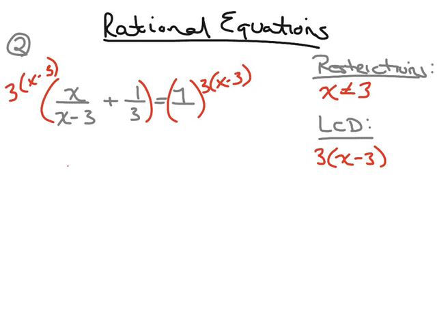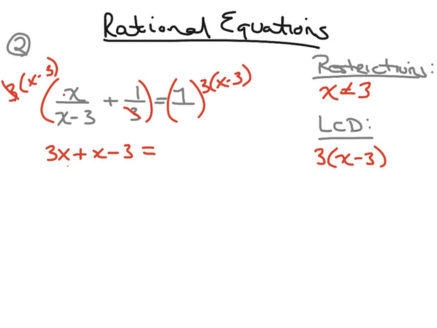Alright, so if we take a look at the first term here, x over x minus 3, the x minus 3's are going to cancel. So all I'm multiplying is the 3 with the x, and 3 times x would give me a 3x. If I move on to the next term, it's the 3's that are going to cancel out this time. So what I'm multiplying is 1 times the x minus 3, and I simply get an x minus 3.